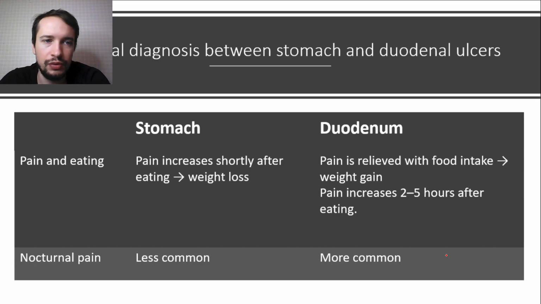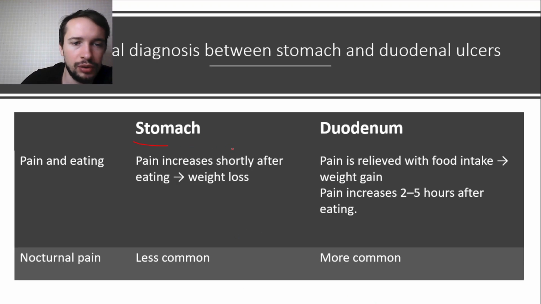There is a table with a differential diagnosis between stomach and duodenal ulcers. In gastric ulcers, pain increases shortly after eating, for example 30 minutes, and the patient will lose weight. In duodenal ulcers, pain is relieved with food intake, there is weight gain, and pain increases up to 5 hours after eating. Nocturnal pain is less common in gastric and more common in duodenal ulcers.